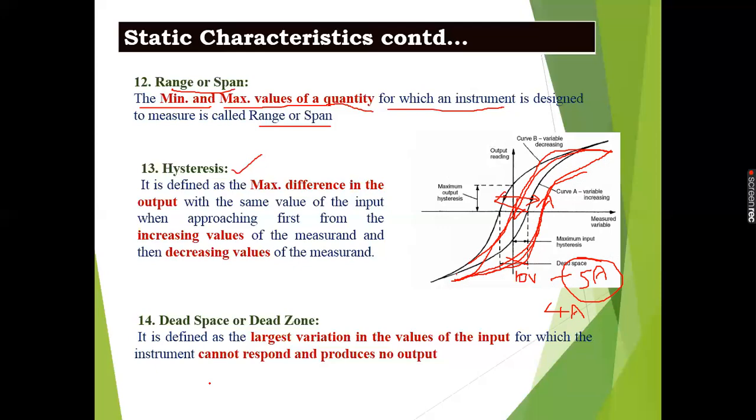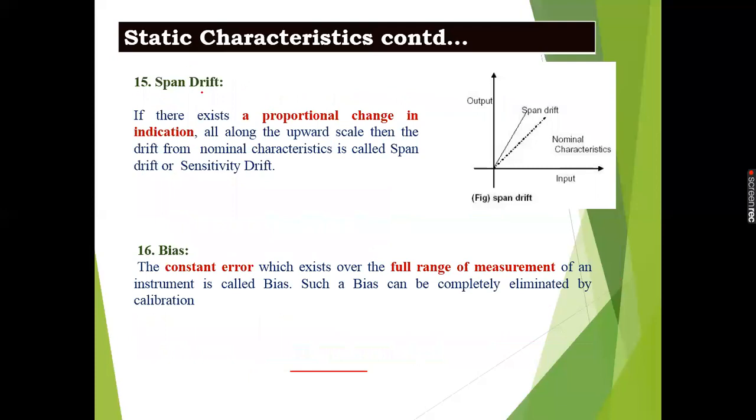Coming to the next one, dead space or dead zone. It is defined as the largest variation in the values of the input for which the instrument cannot respond and produces no output. That is called dead zone. Coming to the next one, span drift. If there exists a proportional change in indication all along the upward scale, then the drift from nominal characteristics is called span drift or sensitivity drift.